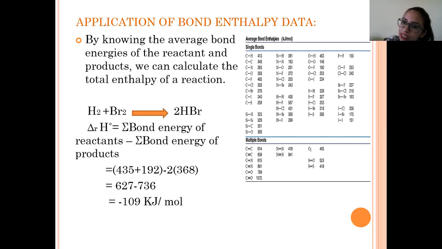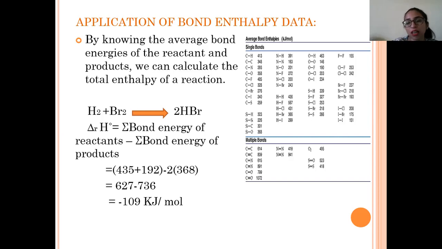Okay, we discussed bond energy for the homonuclear diatomic molecule, the heteronuclear diatomic molecule, then the polyatomic molecule. Have you any idea why we discuss this? What is the application of this bond enthalpy data? What can we do with the help of this data? If we have this information, we can easily calculate the total enthalpy of reaction.